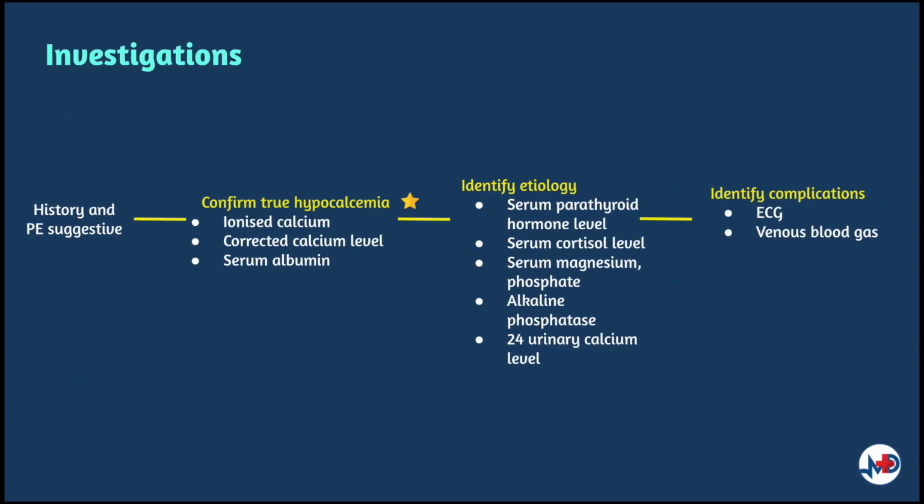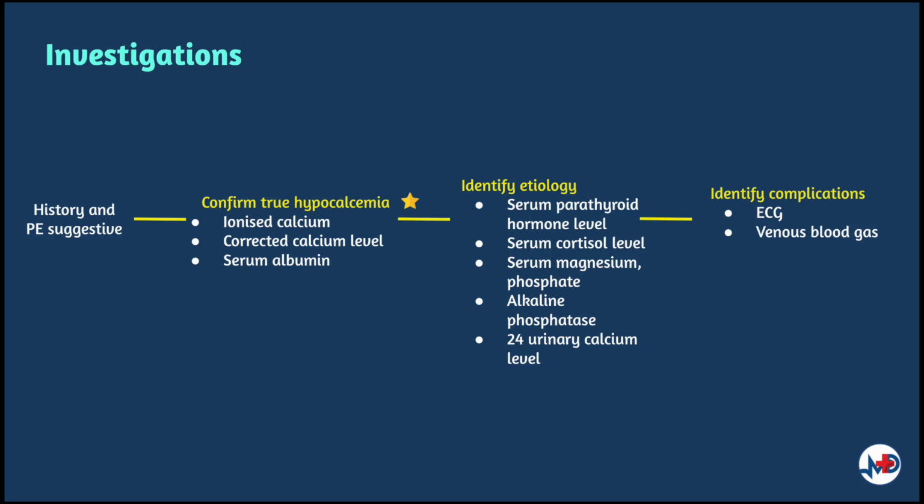With history and physical exams suggesting that this could be a case of hypocalcemia, lab tests should be done. In practice, we would first confirm hypocalcemia by obtaining measured ionized calcium or calculating corrected calcium using the formula: measured total calcium in milligrams per deciliter plus 0.8 multiplied by 4 minus serum albumin in grams per deciliter. So the liver function test to evaluate serum albumin level is also another test that helps us confirm hypocalcemia.